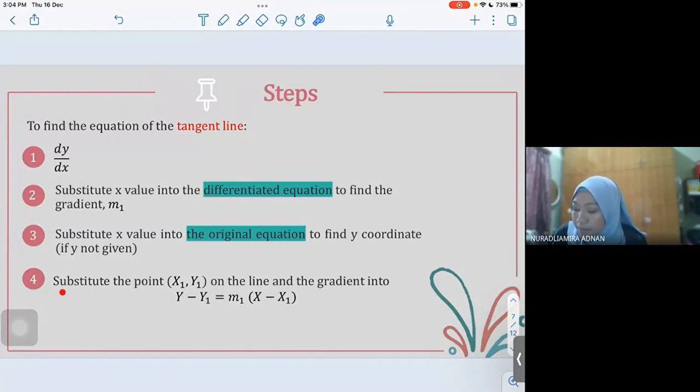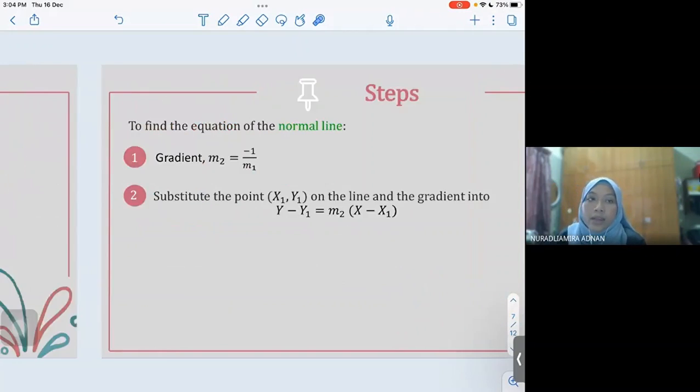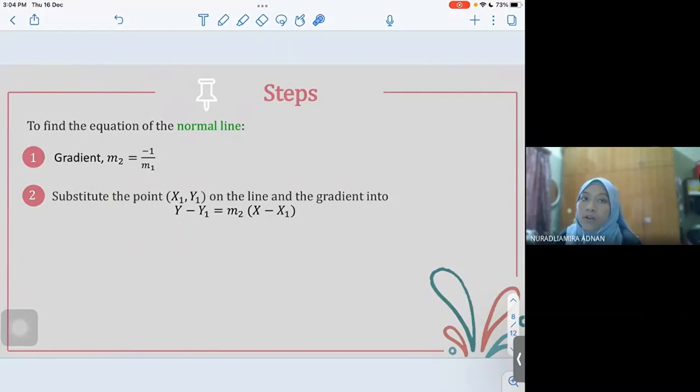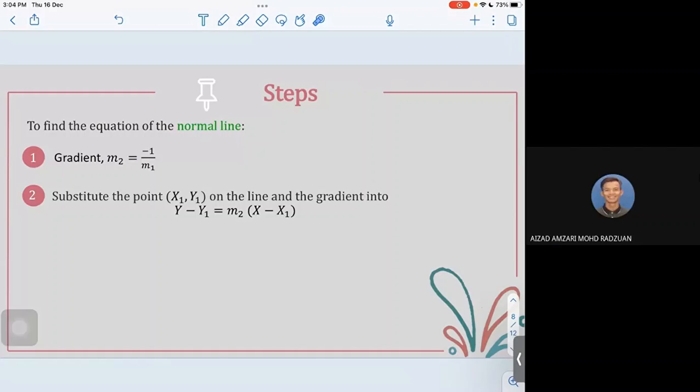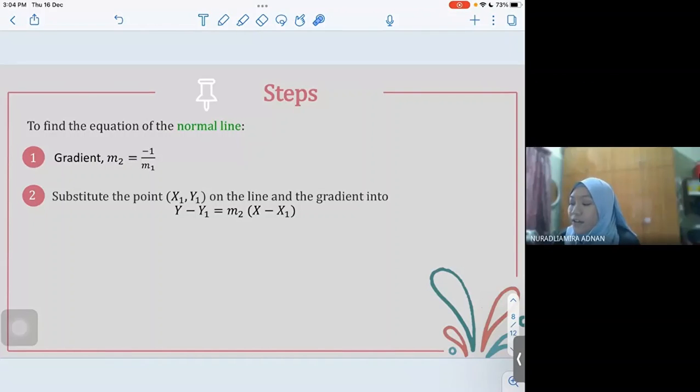For the fourth step, substitute the point (x1, y1), where x is x1 and y is y1 on the line, and the gradient into y minus y1 equals m1 times (x minus x1). Okay, now we go for the normal line. Can you understand the steps for the tangent line? Anyone? Yes, teacher. Okay, thank you.